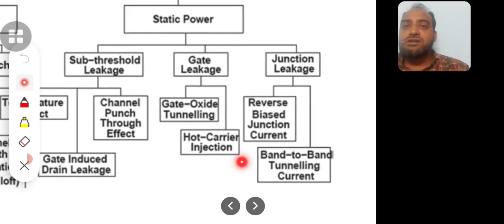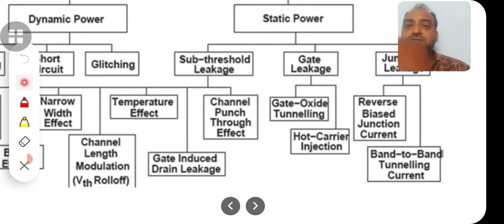And coming to junction leakage, the source and drain diffusions form a junction with the substrate. If the substrate is N-type silicon, then the drain and source diffusions are P-type. Then it is a PN junction diode. These reverse biased junctions will have a reverse leakage current, which is called reverse biased junction leakage current.